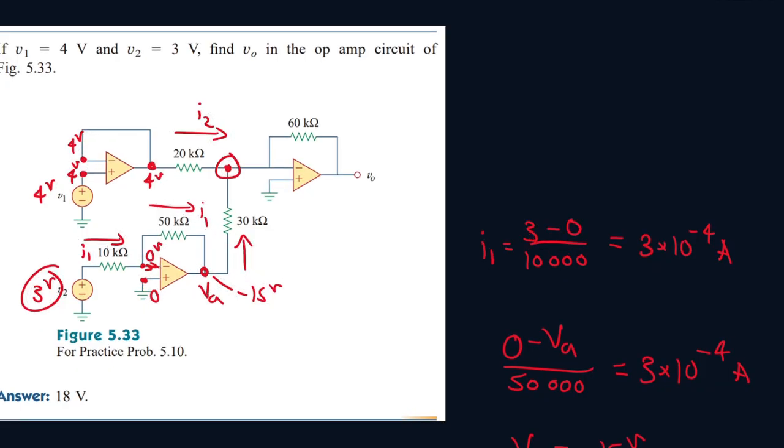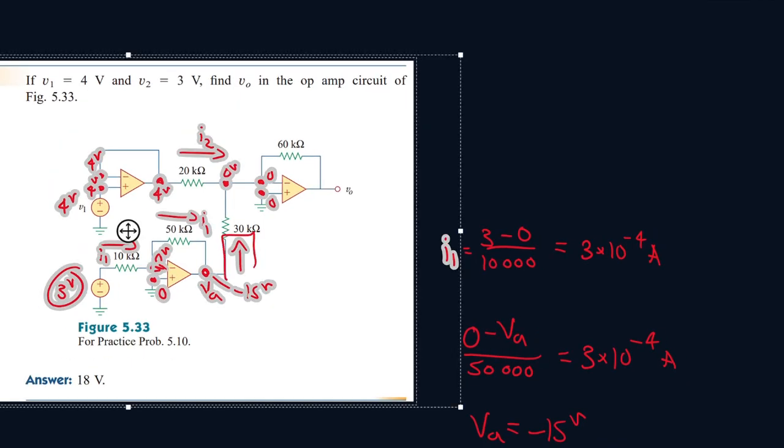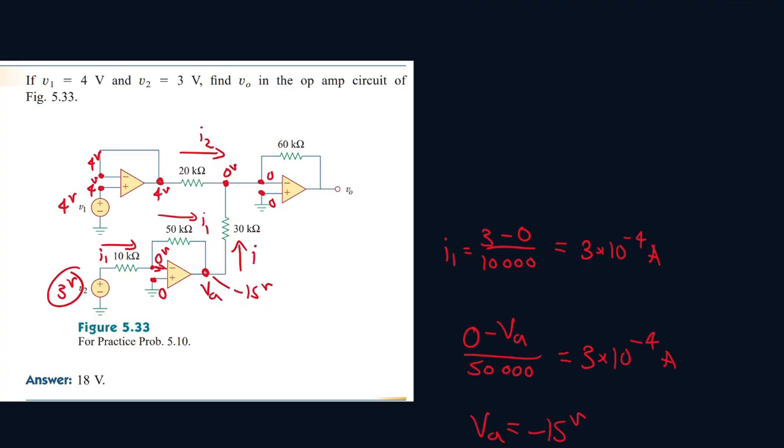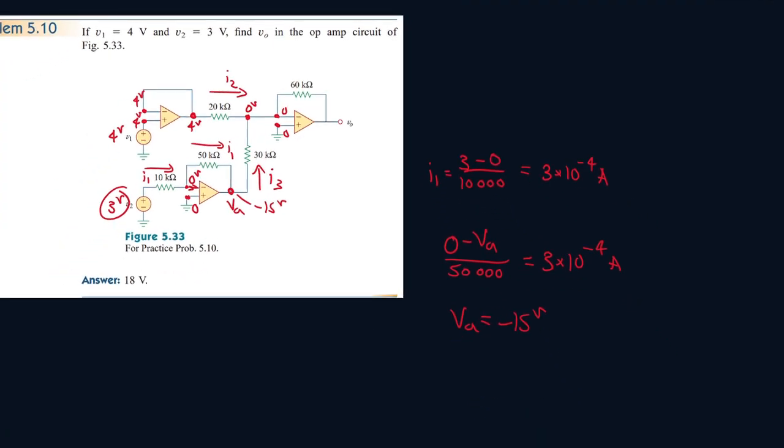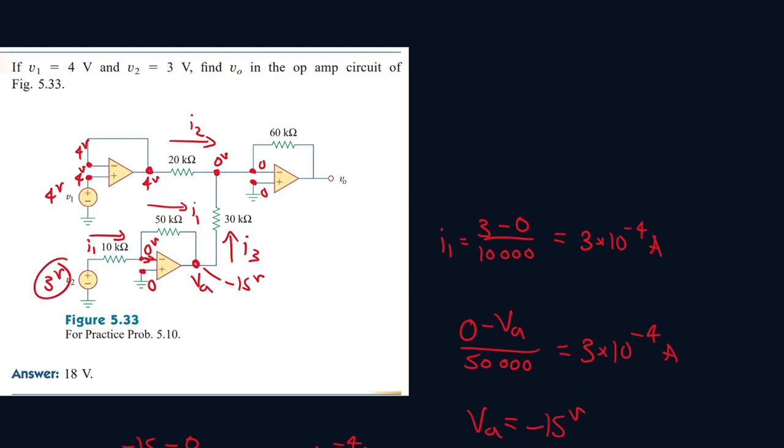And we can actually solve for the voltage here, because notice for this op amp, it's 0 volts here. That makes 0 volts here. And since this is connected to each other, it's going to be 0 volts here. So we can actually solve for the current for this. So let's call this I3. And I3 will be minus 15 minus 0 all over 30,000. And that will give me minus 5 times 10 to the minus 4 amps. So that's what I3 is represented by.